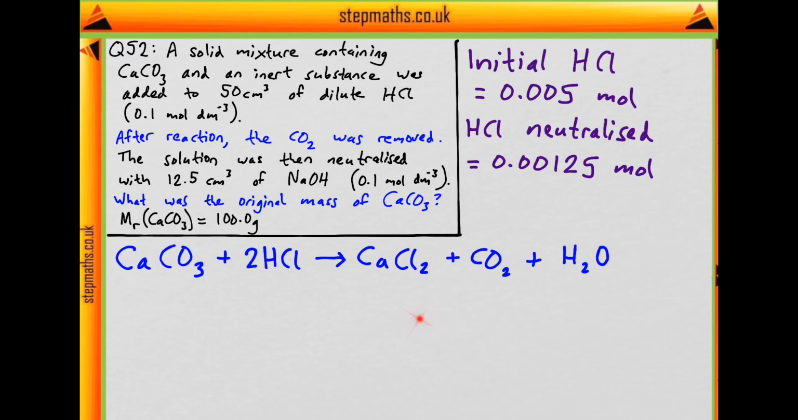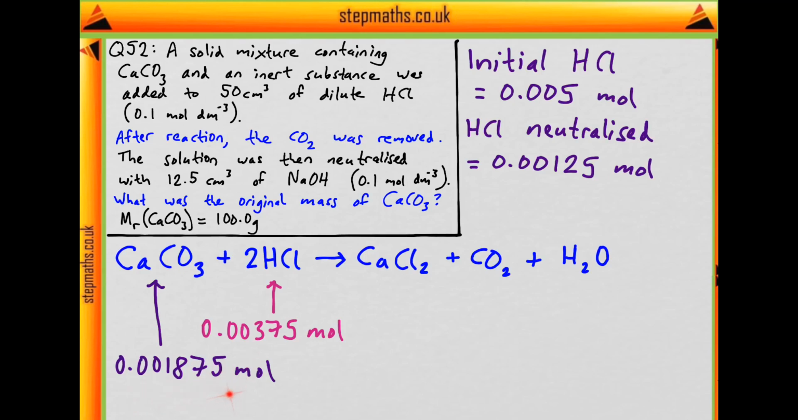So, does this help us work out how much calcium carbonate we started with? We know that we started with this much hydrochloric acid, and after this reaction, this much was left over. So, how much HCl reacted with the calcium carbonate? Well, 0.005 minus 0.00125 is 0.00375 moles. And so how much calcium carbonate reacted with this? Remember that the number 2 means that we use twice as much hydrochloric acid than we use calcium carbonate. So we need to halve this. What's half of 0.00375? That's 0.001875.